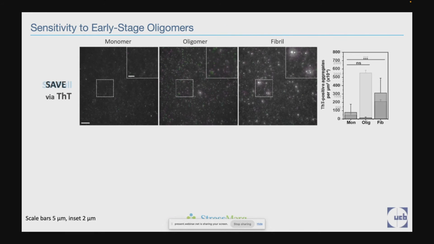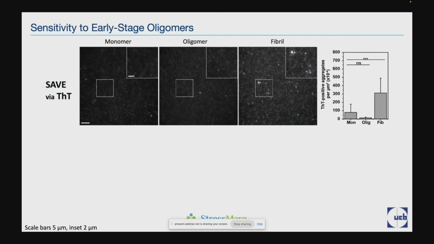Here we then wanted to compare how good we are at actually detecting oligomers. So these are proteins that are provided by StressMark Biosciences. And you can see here when we have monomeric protein, if we use our SAVE via thioflavin T, we do see some aggregates that are present, but not many. If we look at our oligomer, this is a purified kinetically trapped oligomer from StressMark, you can't see many events at all. So this oligomer doesn't seem to be thioflavin T active.